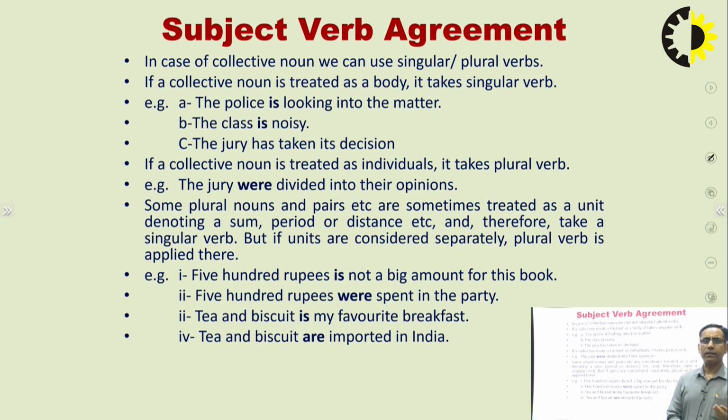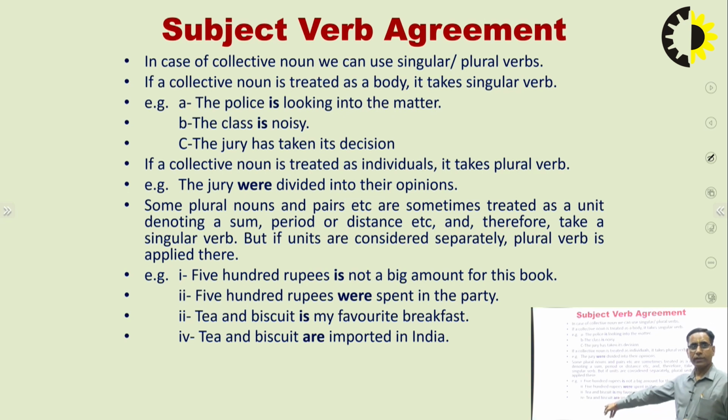We can say that "rice and curry is my favorite food," "milk and bread is my favorite food," or favorite breakfast. So whenever we are using these types of words joined with "and," but they make one unit, again we use a singular verb with them.